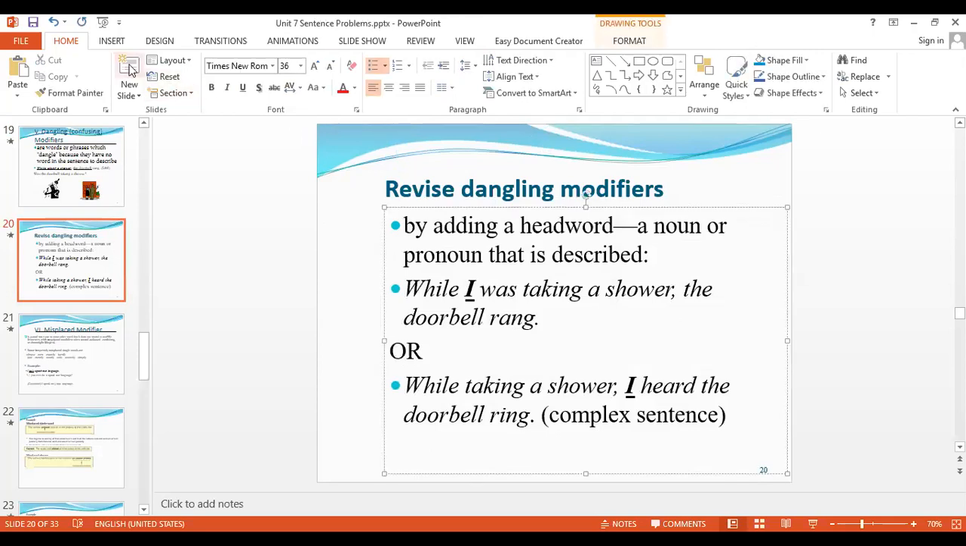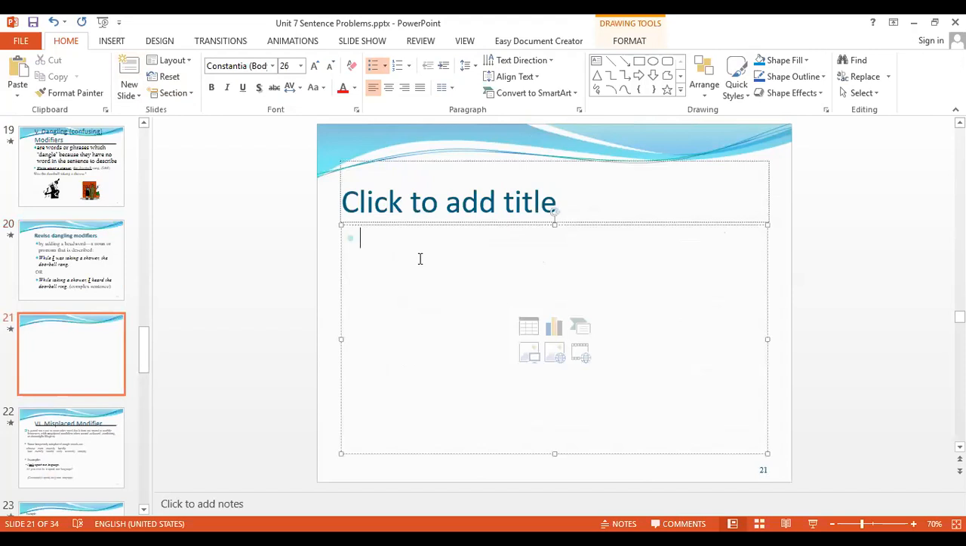Now I give you some more examples. Waiting for the bus, a dog ran past me. Now this sentence, is it okay, everybody? Waiting for the bus, a dog ran past me. Is it right or wrong? Anyone?